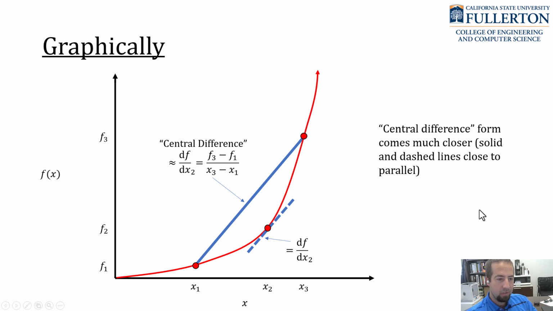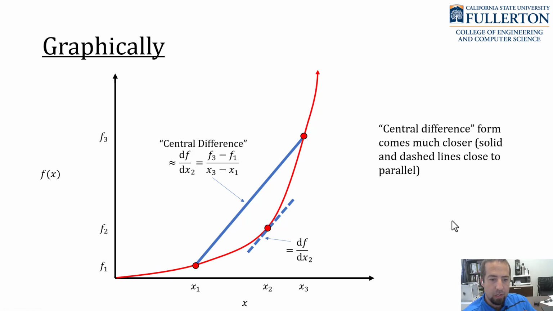We can fix this to some extent. We can get a much better approximation of the derivative, for example, at x2 by using what's called a central difference, by looking both forward from x2 towards x3 and backwards from x2 back to x1.